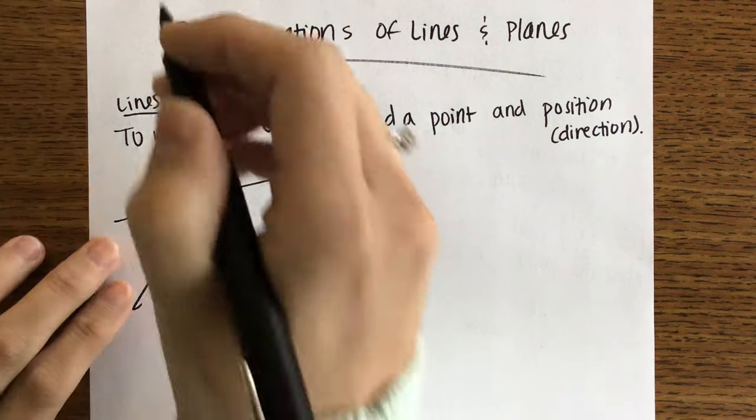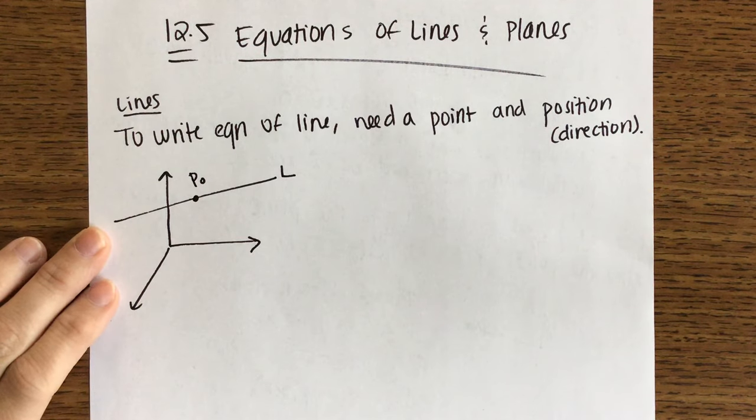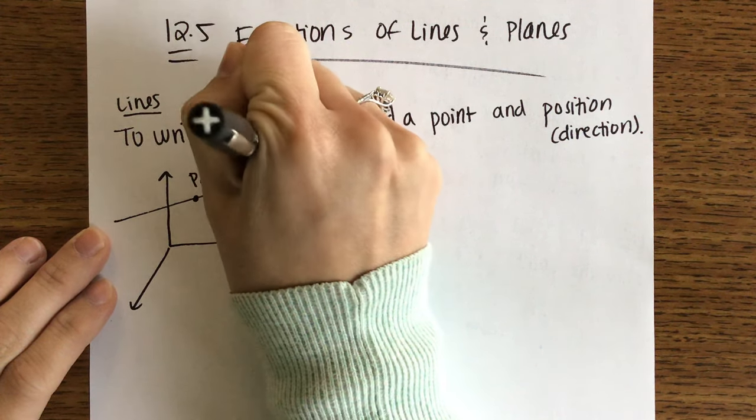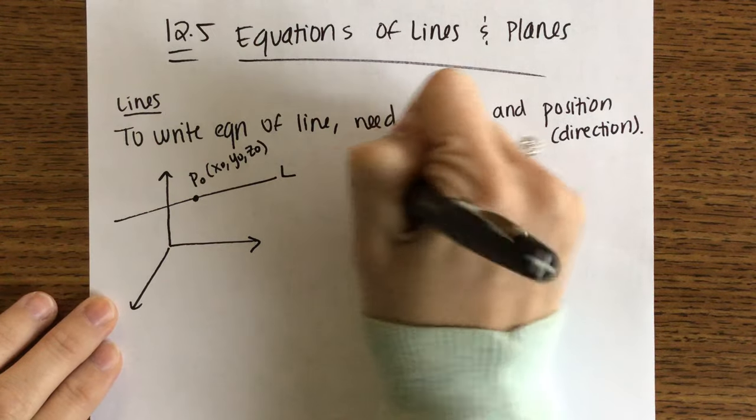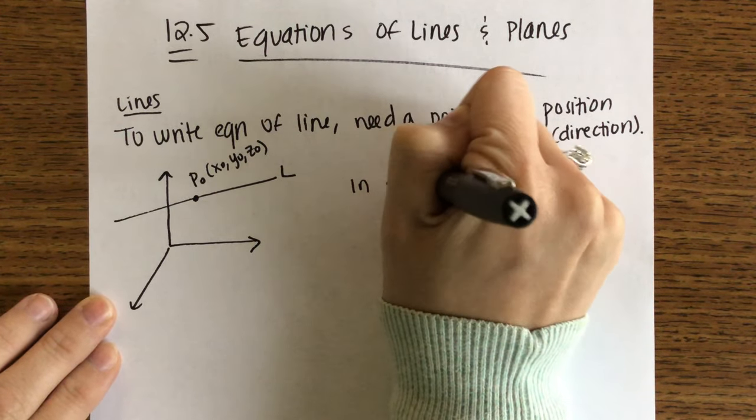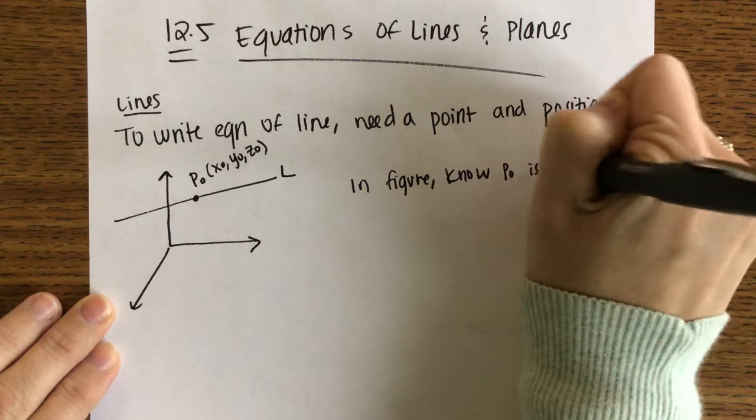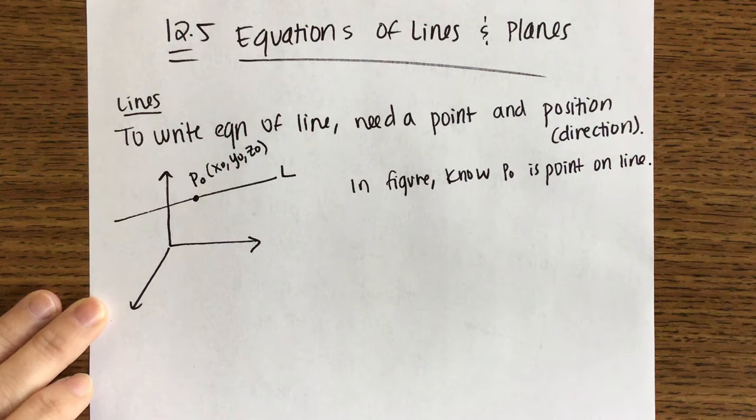Let's say that we also know that we have this point on the line. Let's call that point P naught. So that point will be x naught, y naught, z naught. Okay, so in our figure, we know that P naught is a point on the line. So that's the first thing we need.